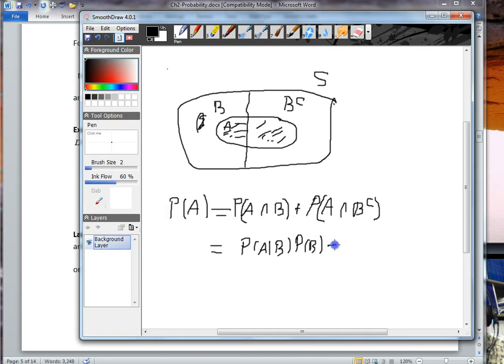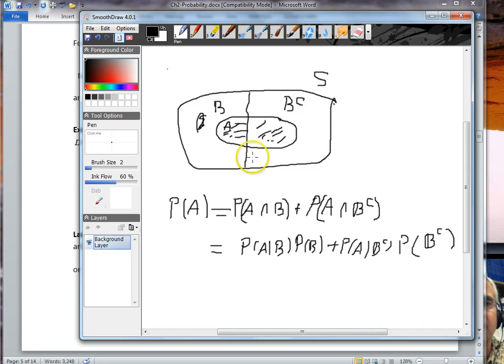Plus P of A given B complement times P of B complement. So what you have here is basically use the principle of divide to conquer.